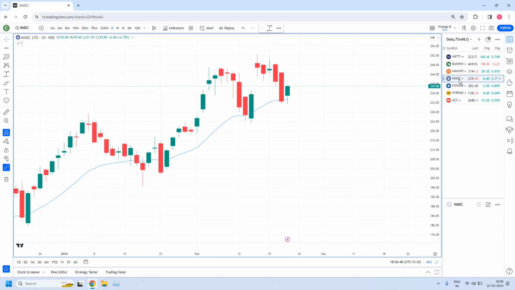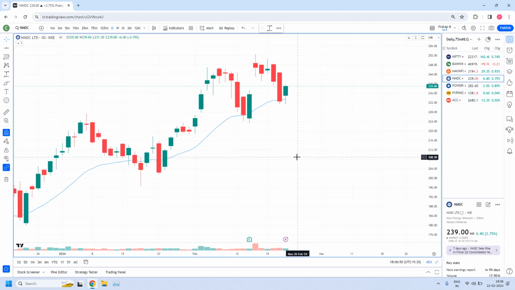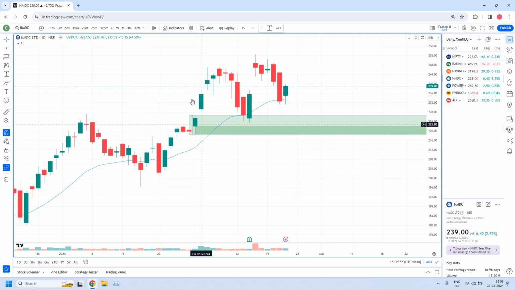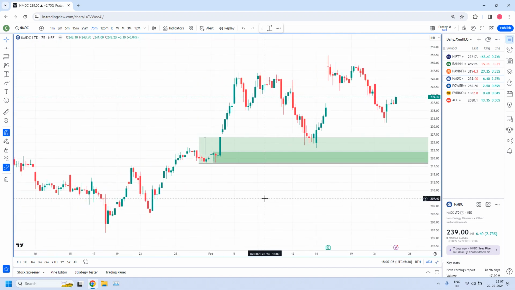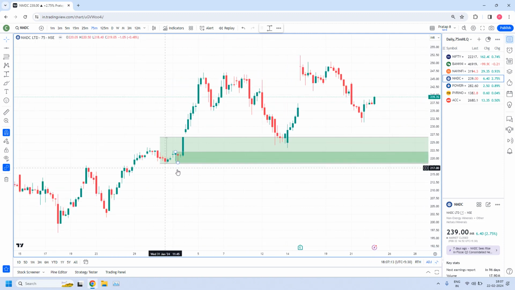Next one is NMDC. NMDC is a daily high liquidity zone. We didn't plan a trade. We know that this zone will be violated. The reason is, inside this daily, we have, is it daily or 75? Yeah, inside the daily we have this 75 minutes, the fine tune.